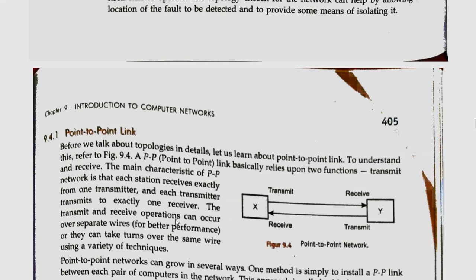The transmit and receive operations can occur over separate wires for better performance, or they can take turns over the same wire using a variety of techniques. So if you want, you can have a single wire also. In that single wire, once the information will be transmitted, and the second time the information will be received, or you can have two separate wires, one for transmitting and one for receiving. So it will work in parallel, with less complexity, and it will get better performance also.